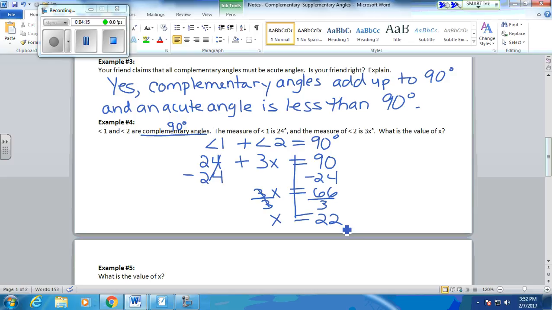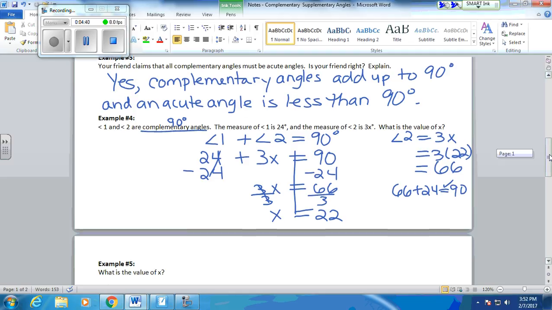If I wanted to go a step further, I can now ask you, what is the measure of angle 2? If angle 2 was equal to 3x, and we just solved x to be 22, I can double check to see if I did my work correctly. 3 times 22 is 66, and is 66 plus 24 going to give me 90 back? Yes. So these are cool because you can check your answers and see if you get the correct one.